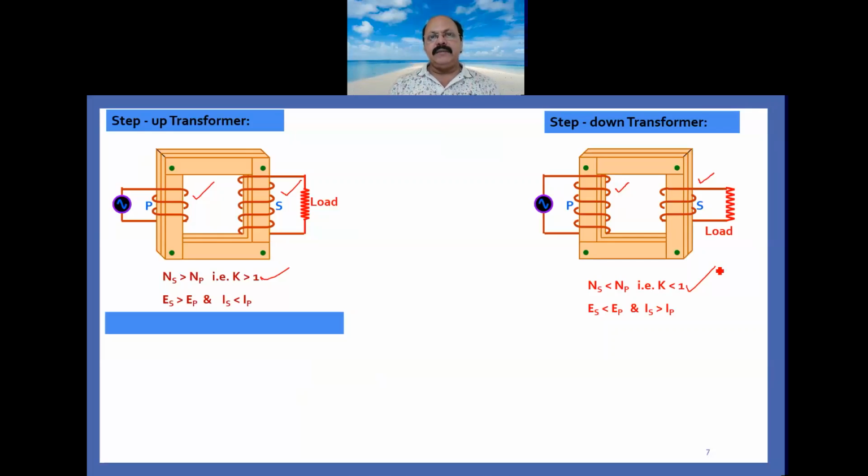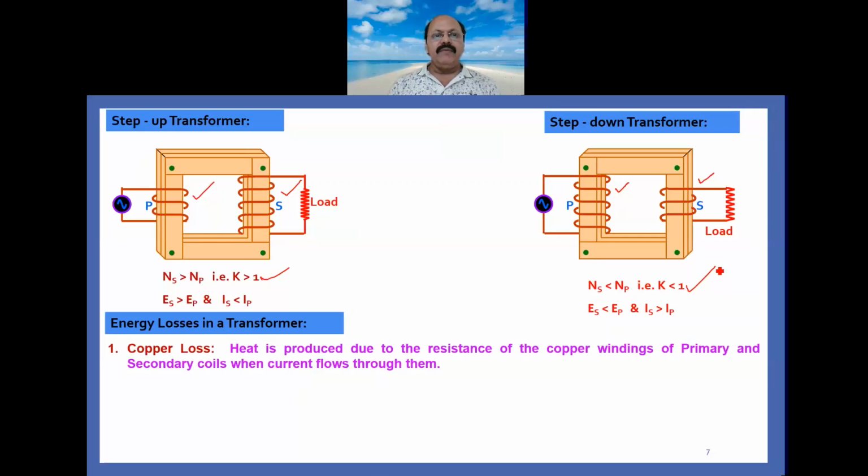But in actual practice there are some energy losses that take place, and these energy losses of transformer are here. The first one is copper loss. When the alternating current passes through the primary and secondary coils, which are made of copper, then heat is produced, and that heat is H equal to I square RT. So electrical energy is dissipated in the form of heat, and that can be minimized by taking thick wires of copper windings.